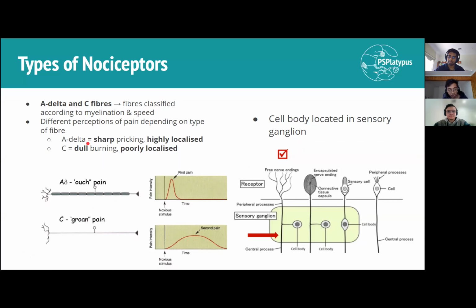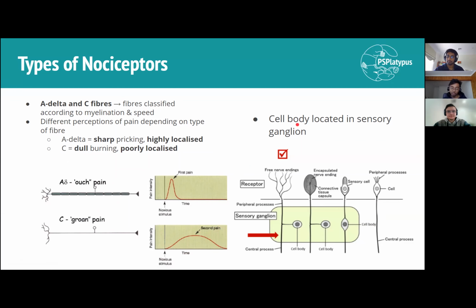A delta is generally more localized as well, so we can discriminate where it's coming from better than C fibers, which carry dull burning pain that is poorly localized. So we can call this an ouch pain, and this is the groan pain because it's prolonged for a longer period of time, as you can see on this graph here.